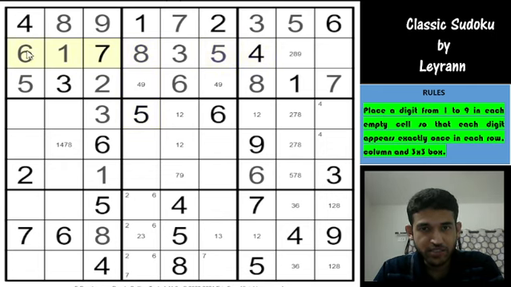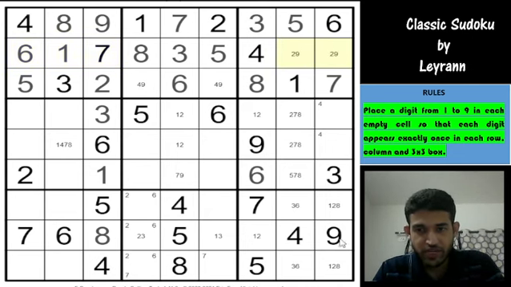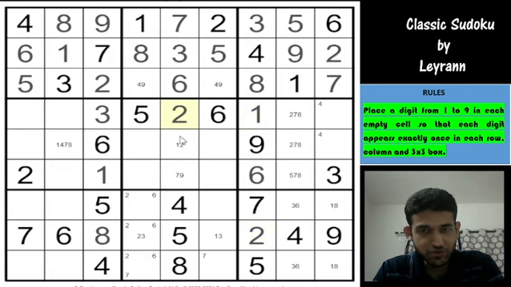3, 4, 5, 8, 1, 6, and 7. These two cells must be 2, 9, which can be immediately resolved, so that becomes 9. So I can remove the 2 from these two cells, so that gives me a 2 here, which means this has to be a 1. That becomes 2. That becomes beautiful, right?